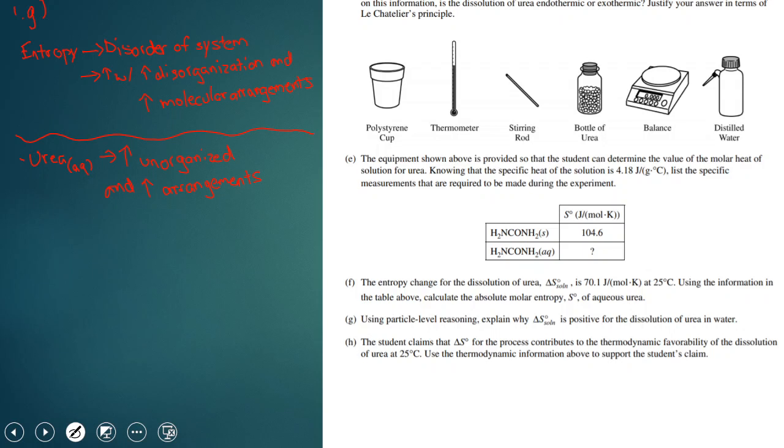And so because of that, this is compared to solid urea. And so because of that, we can say that delta S must be positive. Simply because in a liquid, there's greater disorder, there's a greater amount of arrangements for the molecules to conform to, and because of that, there's a greater amount of disorder. So that's just using the definition of entropy.